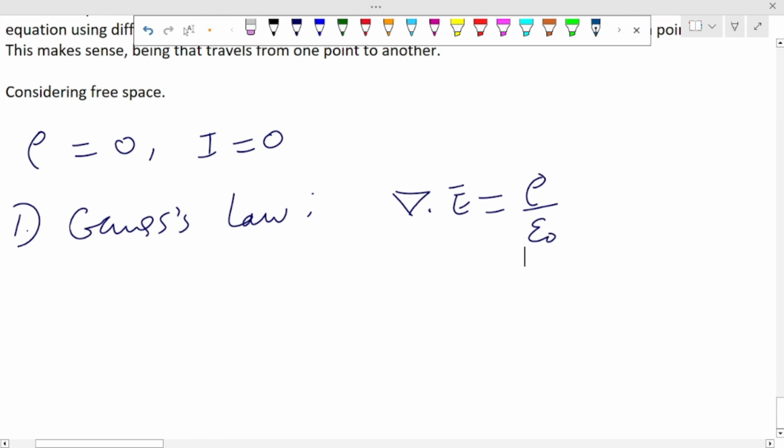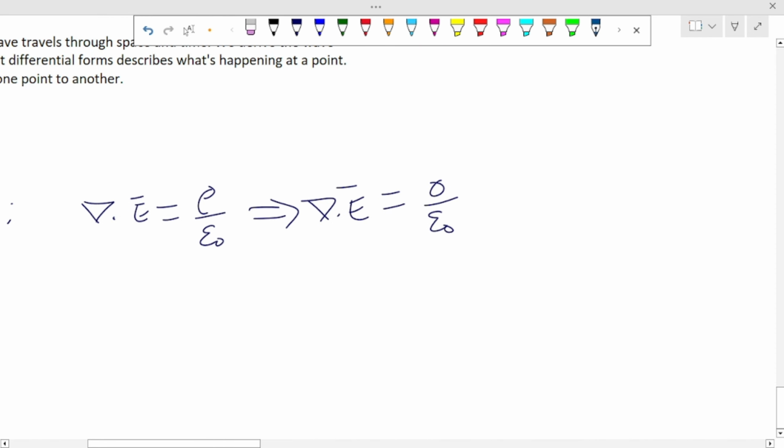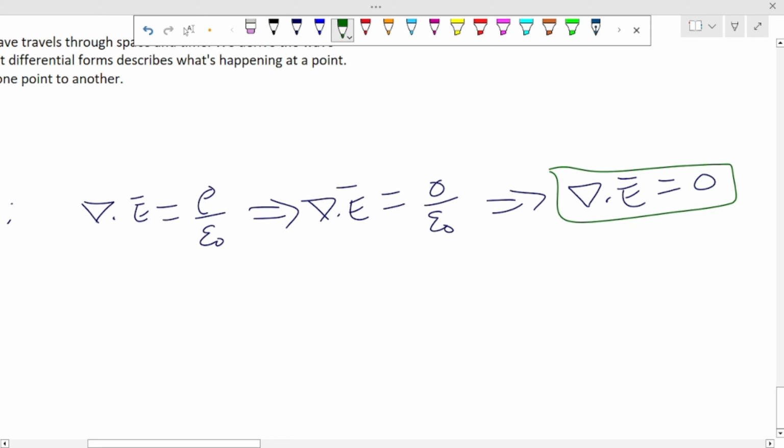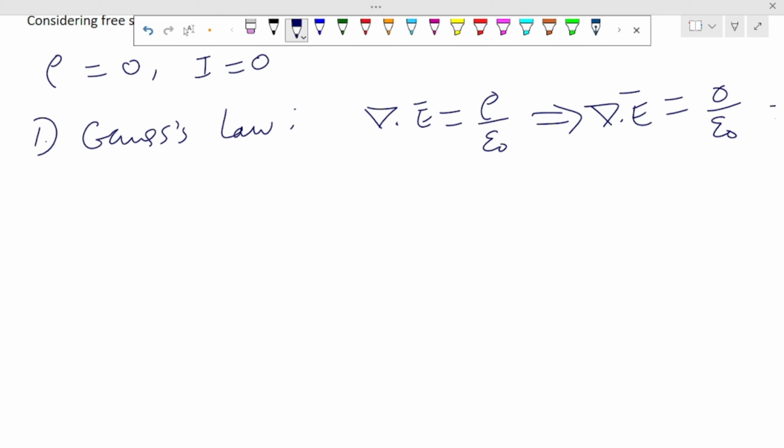But since we are considering free space, what are we going to have? This will give us zero. Is that not so? Rho is zero now. So that means we will have it as this, equals zero. So in free space, this is what Gauss's law turns out to be. Okay? Then the second one is what?